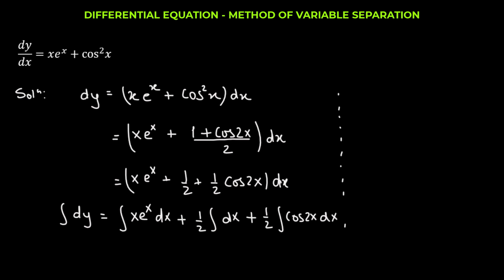Now integration of dy will be y, which will be equal to ∫x eˣ dx. Now this is integration by parts, which is a very simple integral, which gives us the value x eˣ − eˣ plus half of the integration of dx will be x, so we get x/2 plus half of the integration of cos 2x, that will be sin 2x over 2, and the 2 in the denominator gets multiplied with the factor half to get ¼ sin 2x plus the constant of integration c. So that is going to be the required solution to the given differential equation.